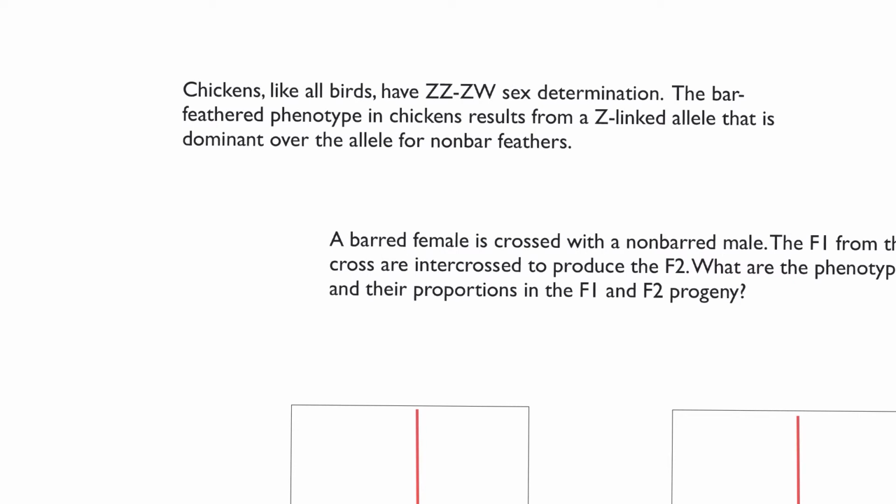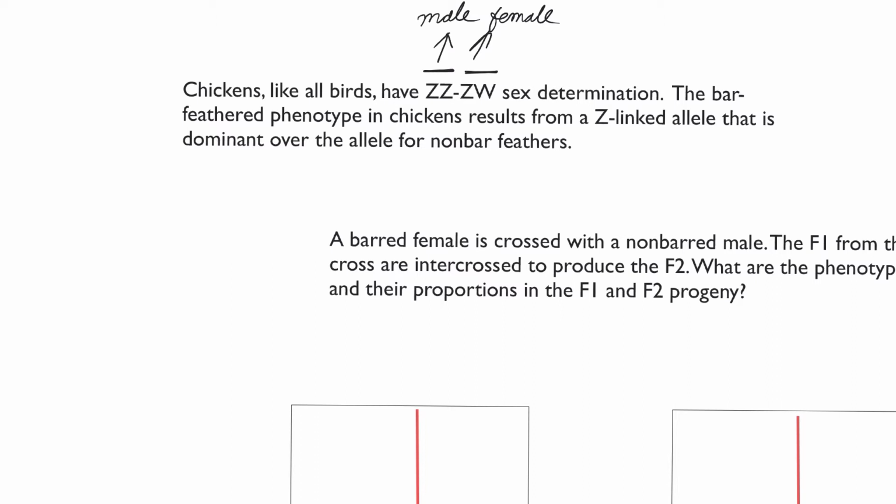So chickens, like all birds, have a ZZ-ZW sex determination configuration. Now what does ZZ and ZW mean? As in humans, you must be aware that XX are females and XY are males, so we have male heterogamety, meaning males have different sex chromosomes. Now this is the opposite in birds. ZZ here stands for male, whereas ZW stands for female.